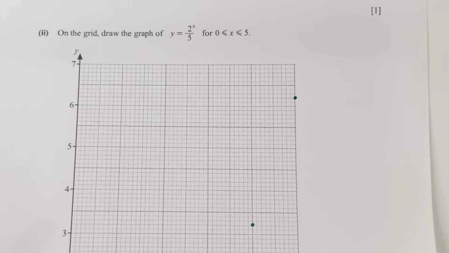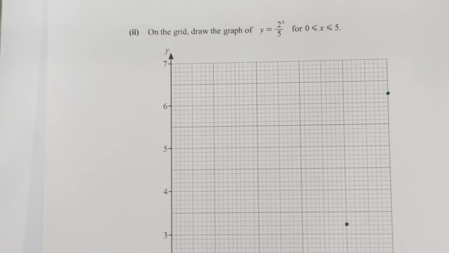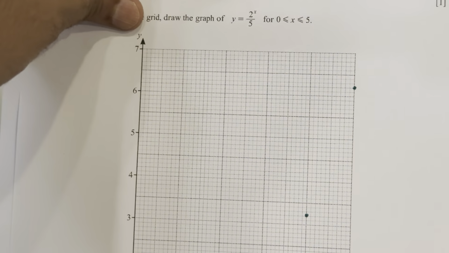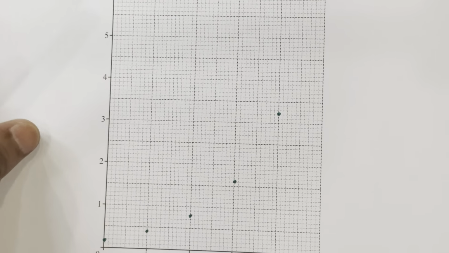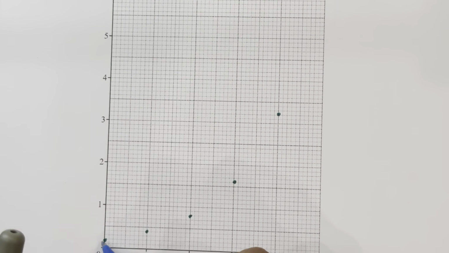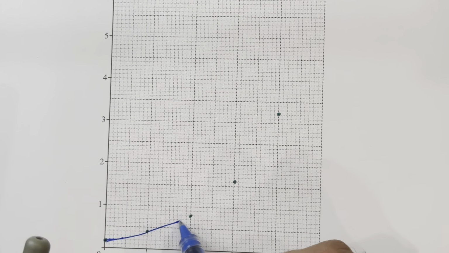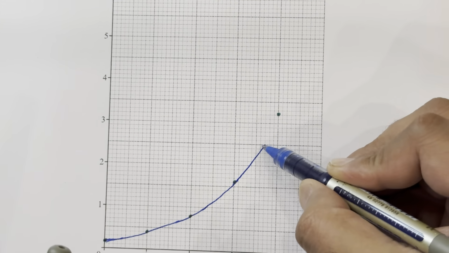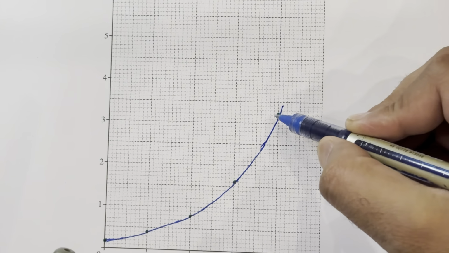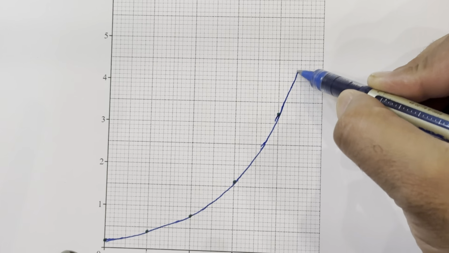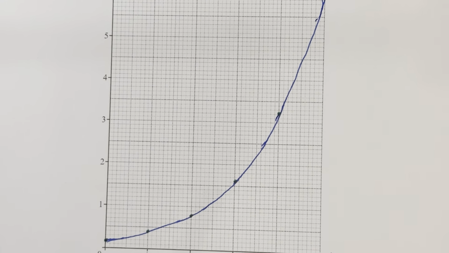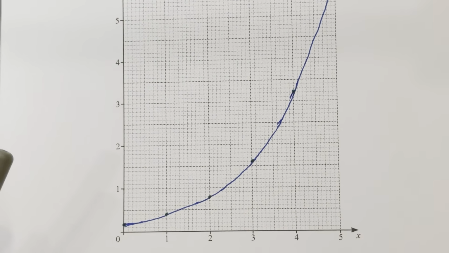Okay, now we need to join these points by freehand. You can draw it with a pencil first if you feel a bit shaky, but after practicing some questions, you can draw this line. Okay, so this is our diagram.